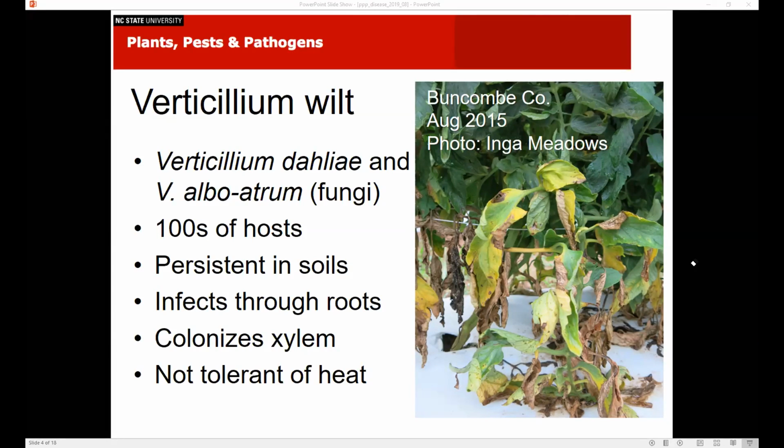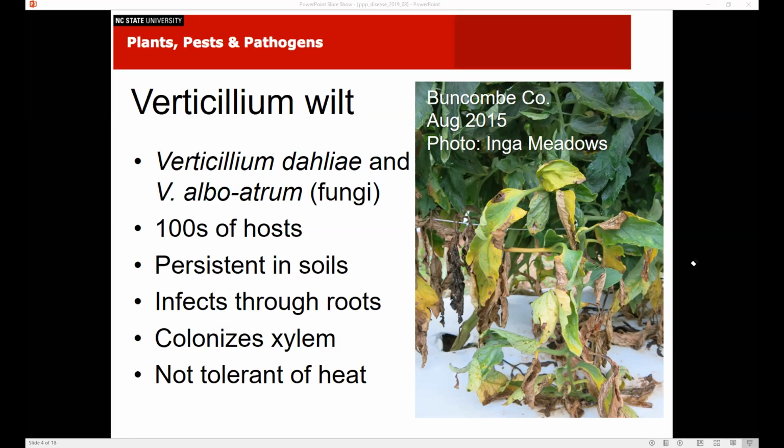One problem with this is that there are so many different hosts of these fungi. Also that they are persistent in the soils, where they will survive from year to year. The fungus Verticillium dahliae produces little microsclerotia, small survival structures, that aid that process. So the infection occurs through the roots, but then it colonizes the xylem. The good thing is that Verticillium is not tolerant of heat, and this is why most of you won't be seeing it.